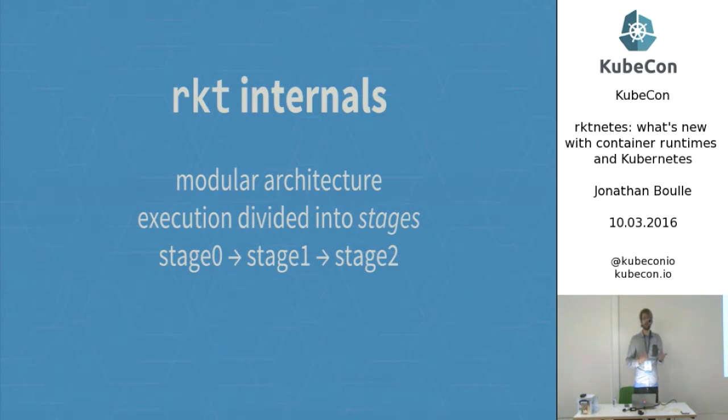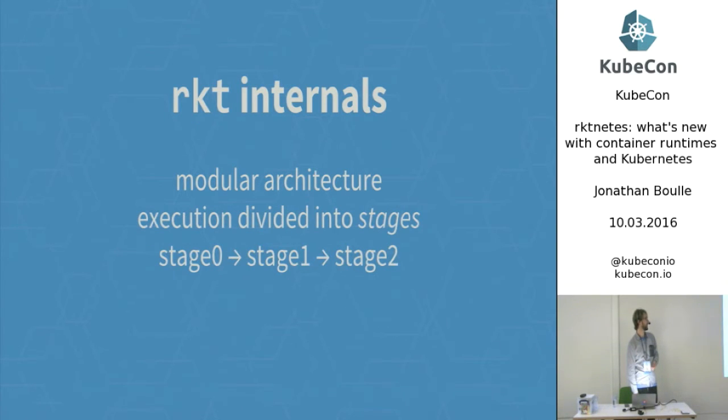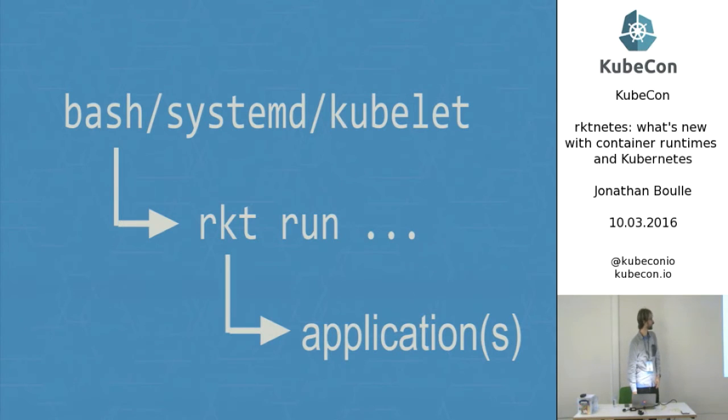So internally, Rocket has this staged architecture with three key stages, and the reason for that is so that we can take advantage of different technologies internally. So, for example, at the stage 1 level, but the external interface that we provide to users, which is at stage 0, is consistent. So we can take advantage of new technologies without end users noticing.